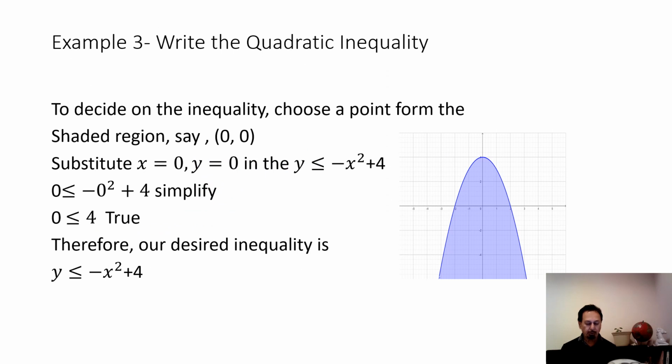Okay, so we are testing 0, 0 on the inequality. So we substitute x equals 0, y equals 0 in this inequality, y less than or equal to minus x squared plus 4. So this becomes 0 less than or equal to minus 0 squared plus 4. So simplifying it is 0 less than or equal to 4, which is true. So therefore, our desired inequality is the one we selected, y less than or equal to minus x squared plus 4.